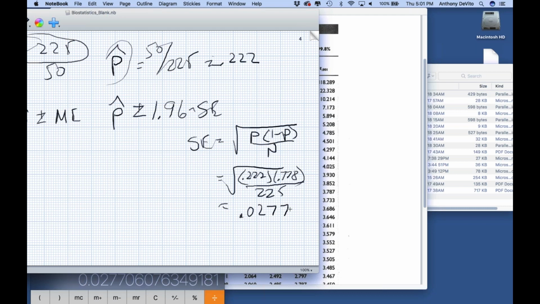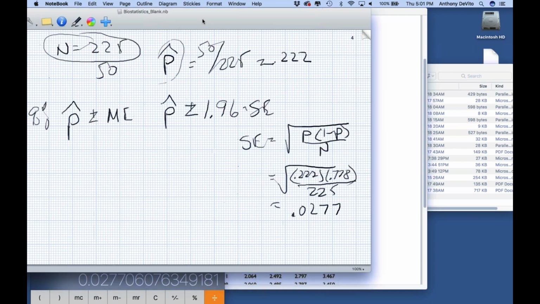0.0277. Okay, that's going to be our standard error. Now I go back to my formula. P cap is equal to 0.222 plus or minus 1.96 times the standard error, which is 0.0277. Okay, so let's work this out first.